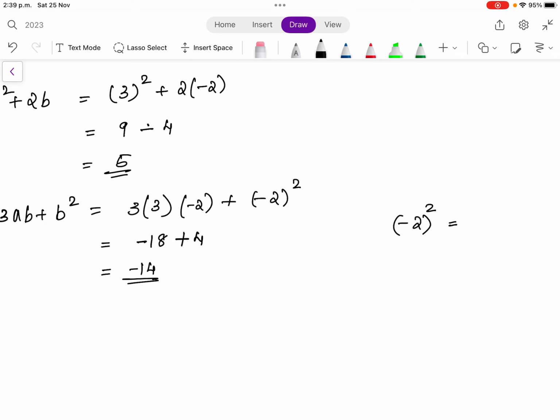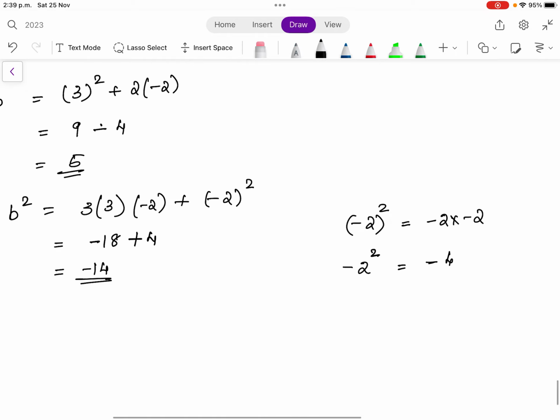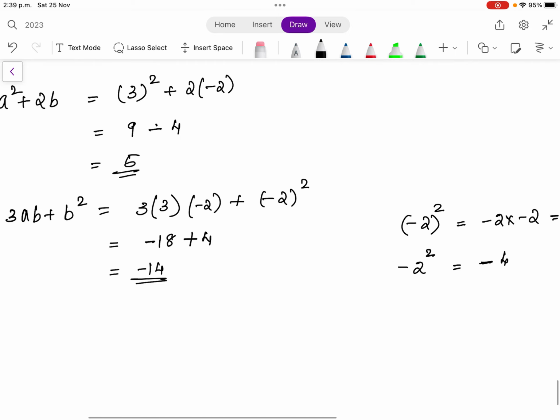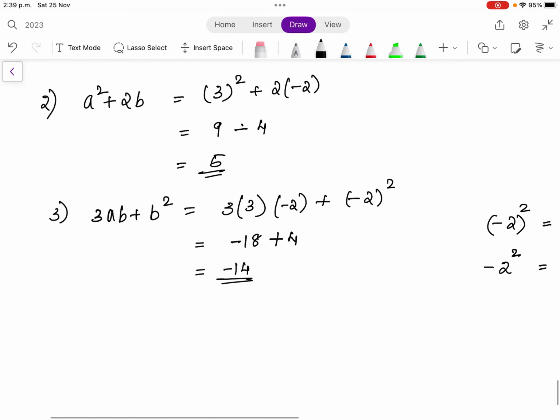For example, in this case, it will do minus 2 times minus 2. But if you are writing minus 2 square without a bracket, in this first case you will get 4, but in the second case you might get minus 4. That is because the calculator does the squaring first and then adds the negative value. So please make sure that you put the brackets also in the calculator so that you get the correct values.